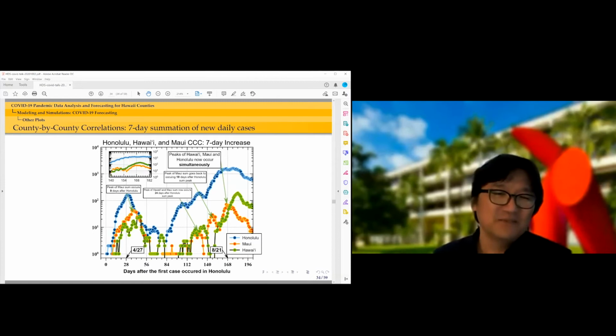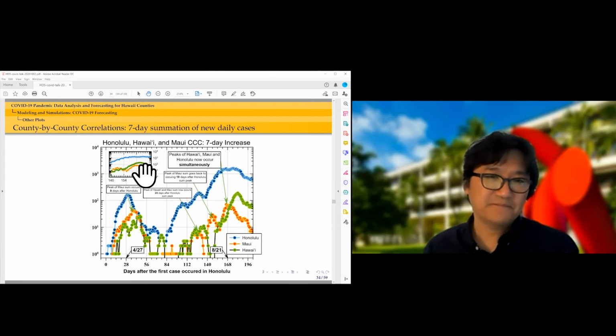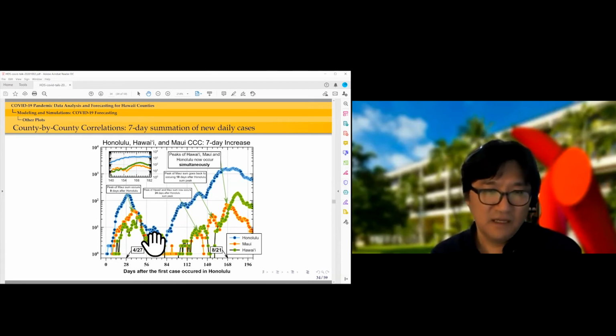Right, so this is one of the representative plots among the counties. The blue one is the 7-day increase, so we just add how many cases increased in the last 7 days. So it's kind of a sum. The number is not that important as it is, but the trend is. The blue is the Honolulu trend, the red is Maui, and the green is the Big Island.